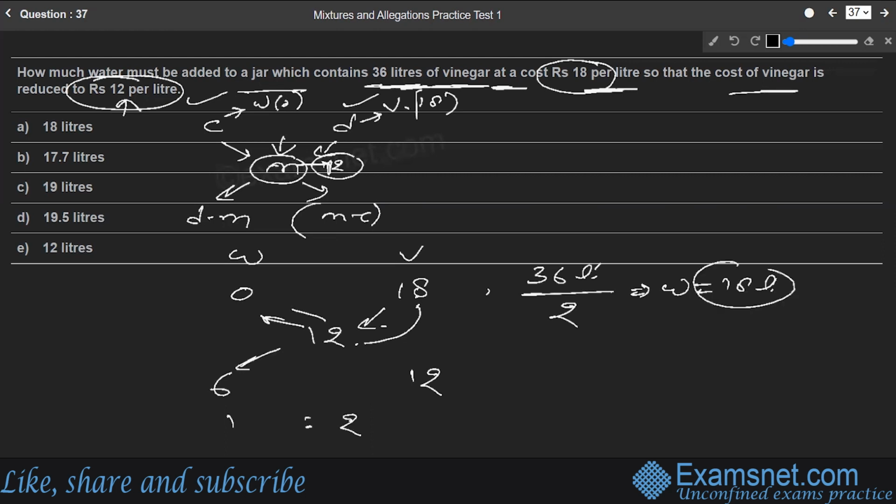to 12 rupees, because 36 liters was the total composition and it has to be distributed in 1 by 2, where the one part is the water and we want to know the water part only. So what will be the water part? Nothing but 36 divided by 2, which is nothing but 18 liters. So that should be the answer. 18 liters of water should be added to give you the reduced price of 12 rupees.